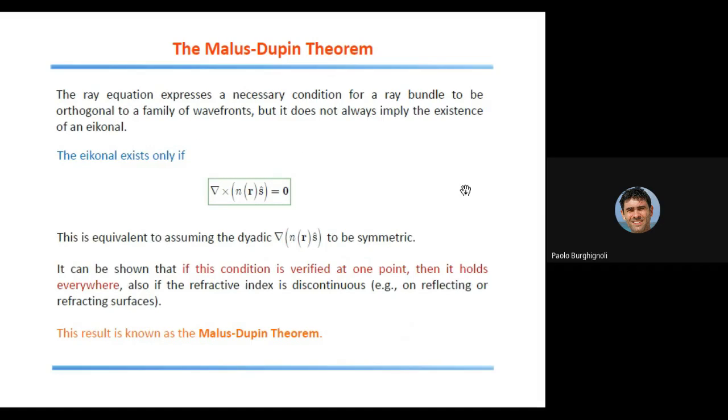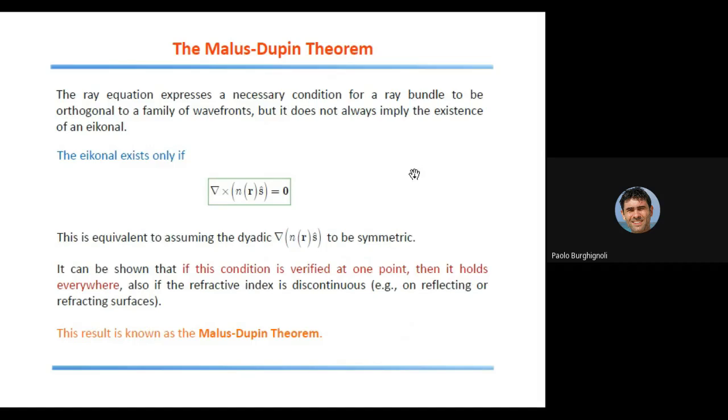We can also add this theorem that is known as the Malus-Dupin Theorem. The ray equation gives us a differential equation that expresses a necessary condition for a ray bundle to be orthogonal to a family of given wavefronts, but it is not sufficient to imply the existence of the eikonal. So if you go from the eikonal to the rays, everything is okay, because once you are given the eikonal, you get in a unique way the rays. But if you are given the rays, so a family of lines in space, and you ask yourself if there is an eikonal really associated with those rays, well, this is not always true.